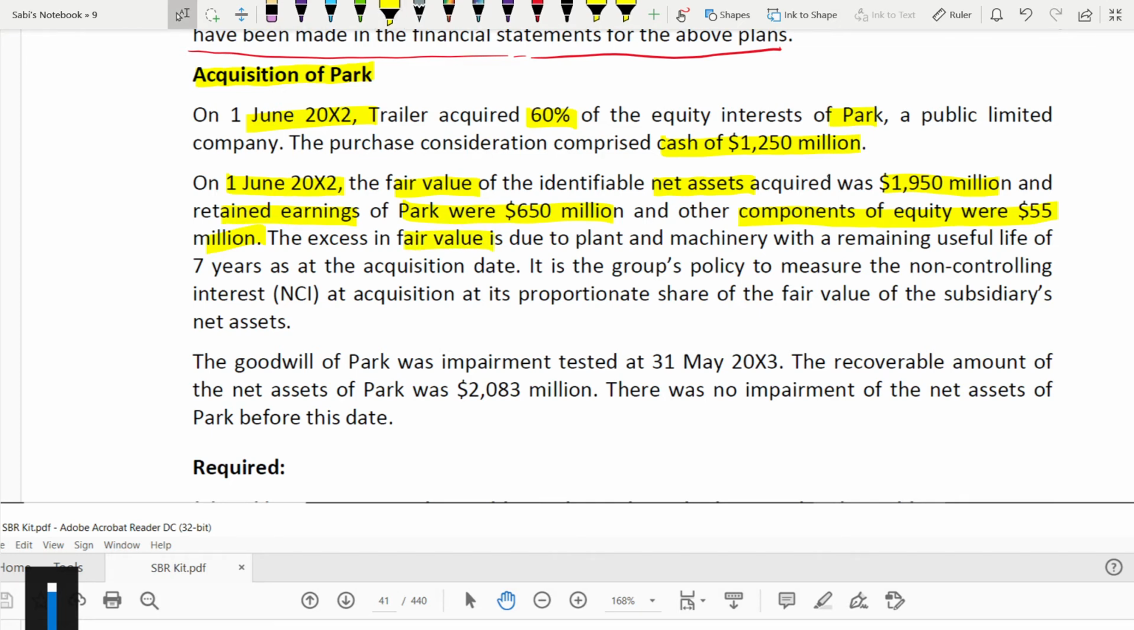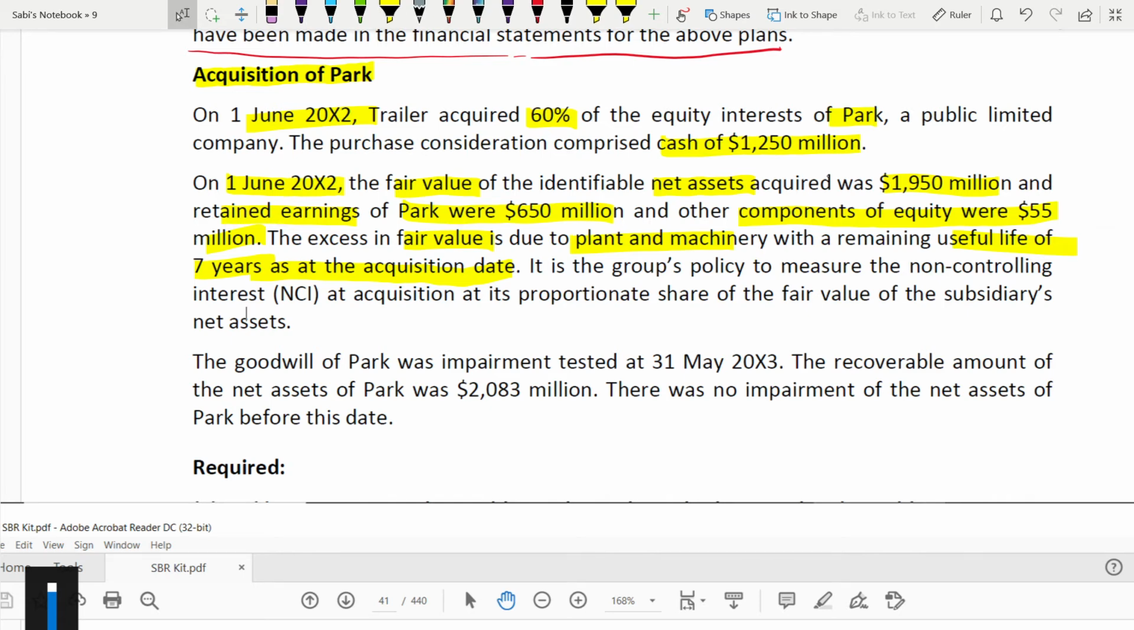Fair value for plant and machinery. Depreciation is remaining useful life 7 years at the date of acquisition. So at the date of acquisition it is 7 years, but from 31st May 2003 you have to see how many years, because you need this for depreciation purposes. Okay, plant and machinery is a non-current asset, you need to depreciate it.